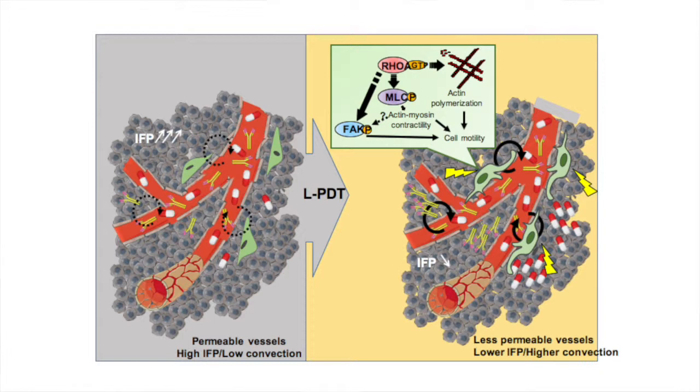We found that low-dose photodynamic therapy in vivo caused a drop in interstitial fluid pressure in tumors with no change in mean vascular flow, but enhanced macromolecular distribution. Overall, there was an enhanced convection obtained in these tumors.